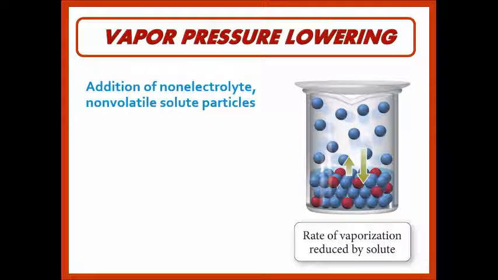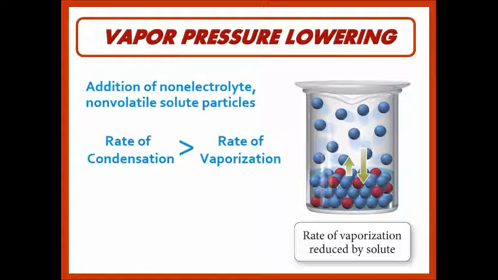However, what happens upon the addition of a solute to a pure solvent? For instance, if a non-electrolyte non-volatile solute is added, the solute will interfere with the ability of the solvent to vaporize. Therefore, the rate of vaporization will decrease and the number of solvent molecules in the gaseous phase will decrease. At this point, the rate of condensation is greater than the rate of vaporization. To re-establish equilibrium between the rate of vaporization and the rate of condensation, the gaseous solvent molecules must condense.